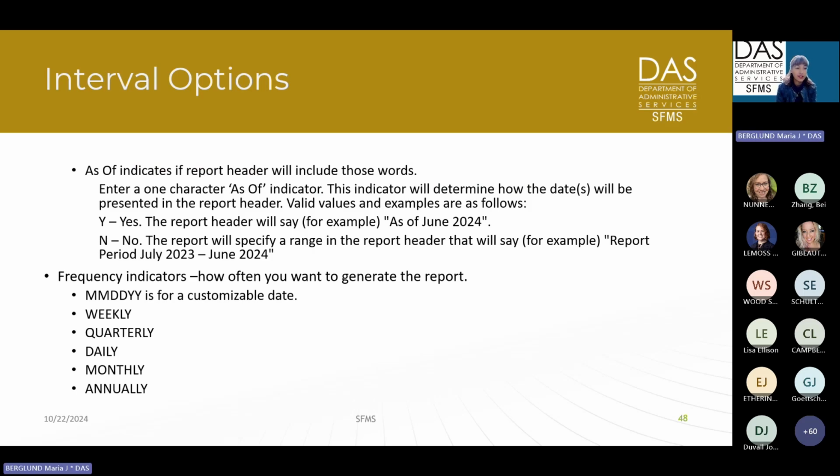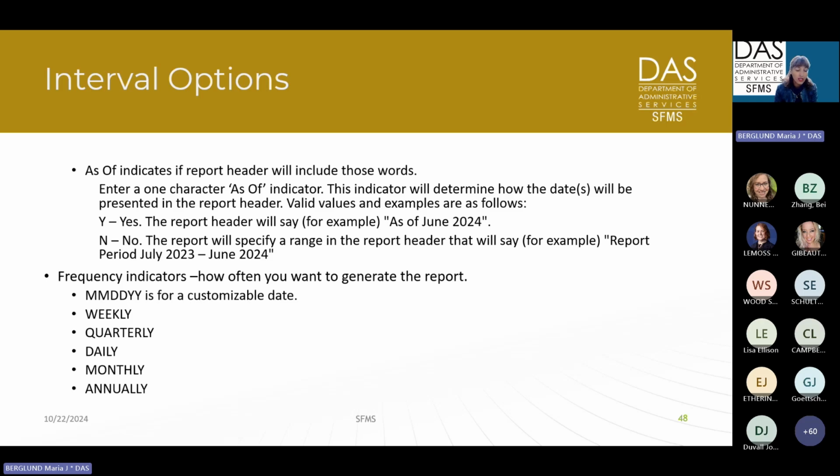Then we have an indicator called As Of. If it is Y, that means in the header on the report you will see something like as of June 2024. But if it is N, then the header indicates something like report period July 23 to June 24. So As Of identifies that header line for you.